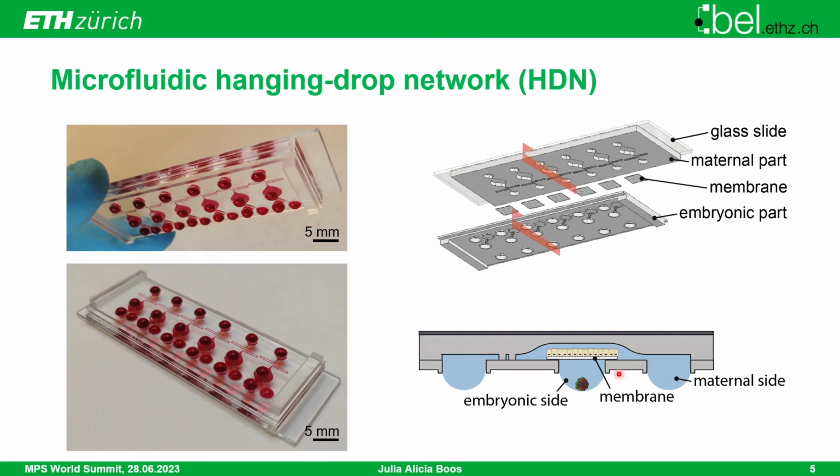And what you can also see here is that the placental cells are cultured on the maternal side, on top of the semi-permeable membrane, which is accessible through two lateral hanging drops, whereas the EB, the human EB, is cultured in the embryonic drop on the other side of the membrane. And one of these chips contains 6 of such units that are spaced in the distance of a 96 well plate.